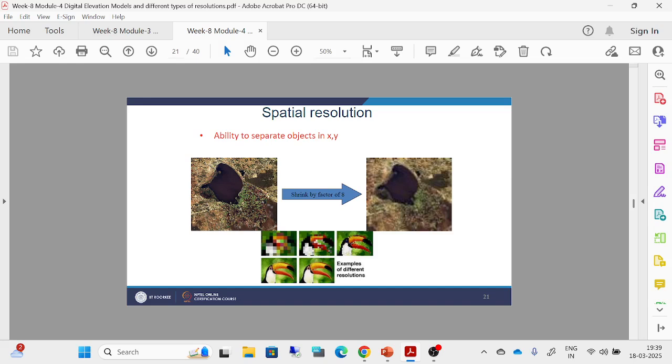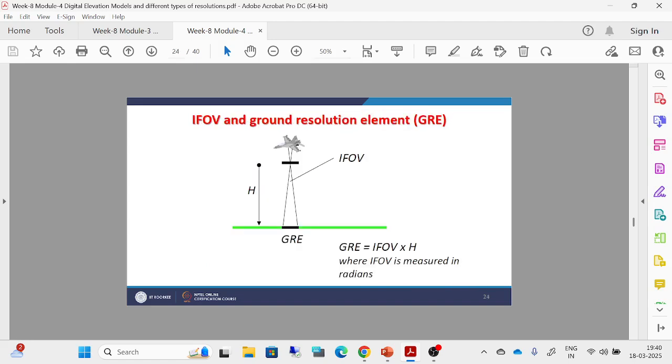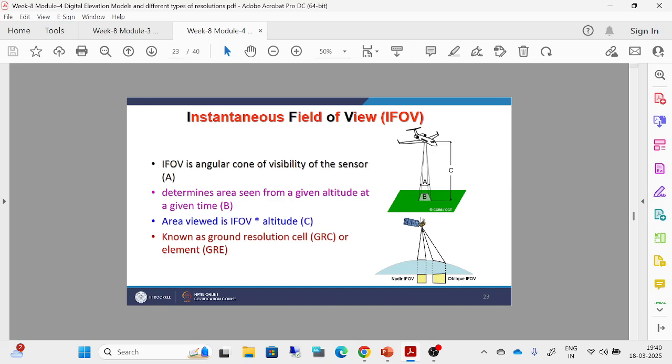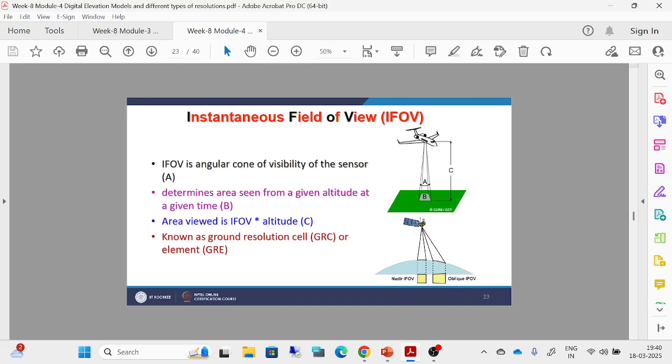And this image also, sir, has shown you for spatial resolution, the ability to separate objects in X and Y. We have already shown that. This and all, I don't know if it's needed. This is regarding the instantaneous field of view which is used in remote sensing.